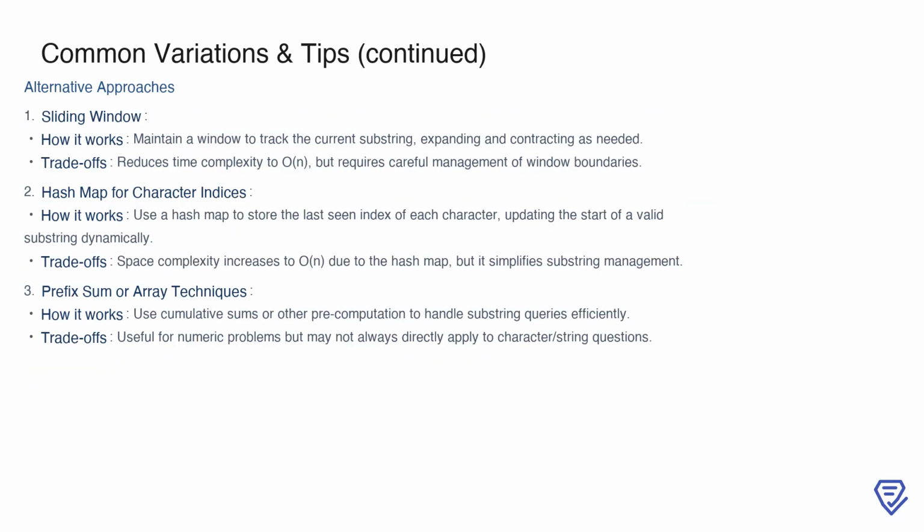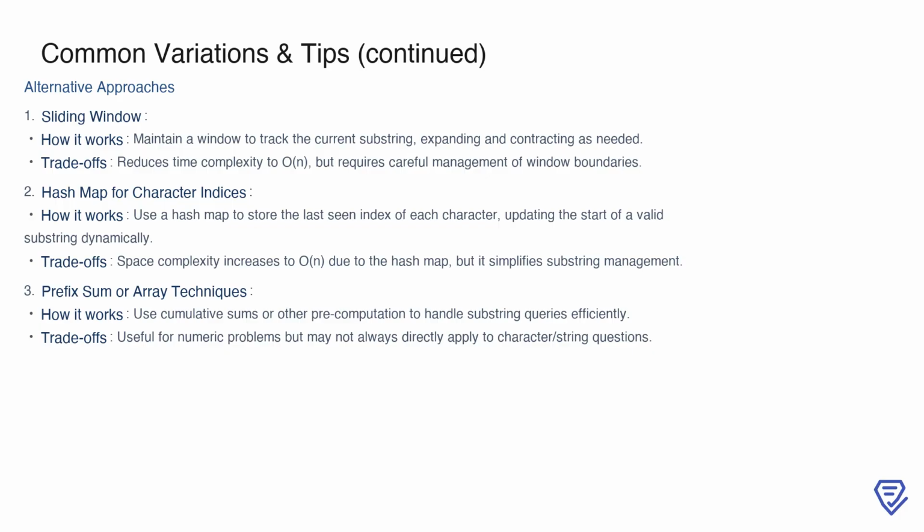Lastly, let's discuss some alternative approaches you might consider. The sliding window technique is a popular choice here. By maintaining a window to track the current substring, you can dynamically expand and contract it based on the problem's conditions. This reduces the time complexity to O(n), but you'll need to carefully manage the window boundaries to avoid errors.